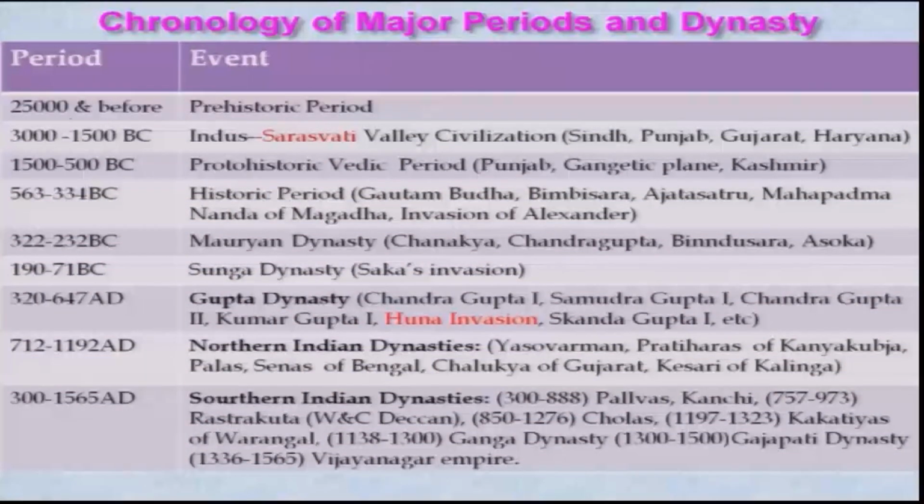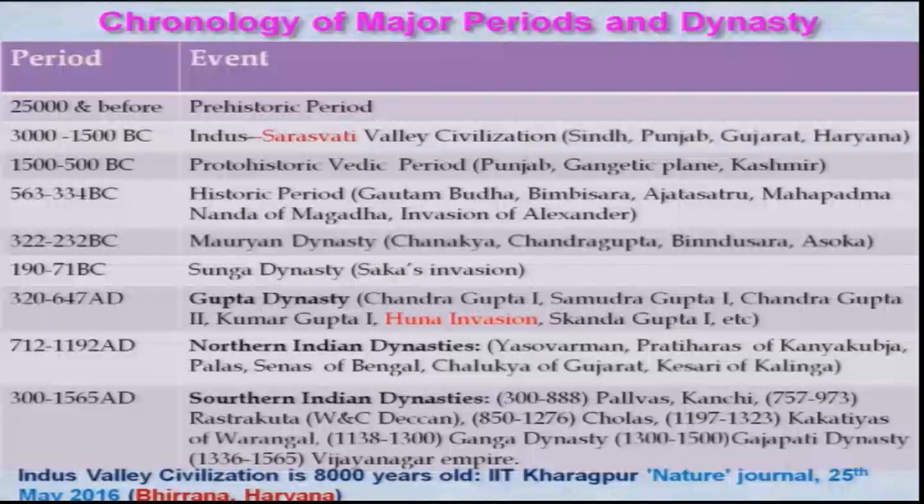If you look at the chronology of major periods and dynasties, let us go through it because it may be helpful for us to understand how technology developed and where it was developed. 25,000 years and before is known as the prehistoric period. 3000 to 1500 BC we call Indus Valley civilization, and nowadays we call it Indus Saraswati Valley civilization because the Saraswati river was there. I will be showing you a picture. The major areas come under basically Sindh, Punjab, Gujarat and Haryana. Although I have taken this period as 3000 to 1500 BC, generally we believe it is 5000 BC, right. In our mind it is there. And recently IIT Kharagpur has done research.